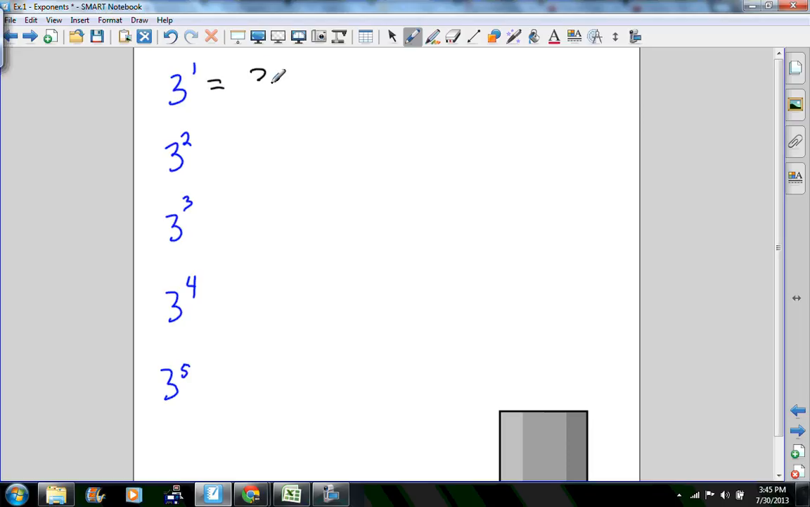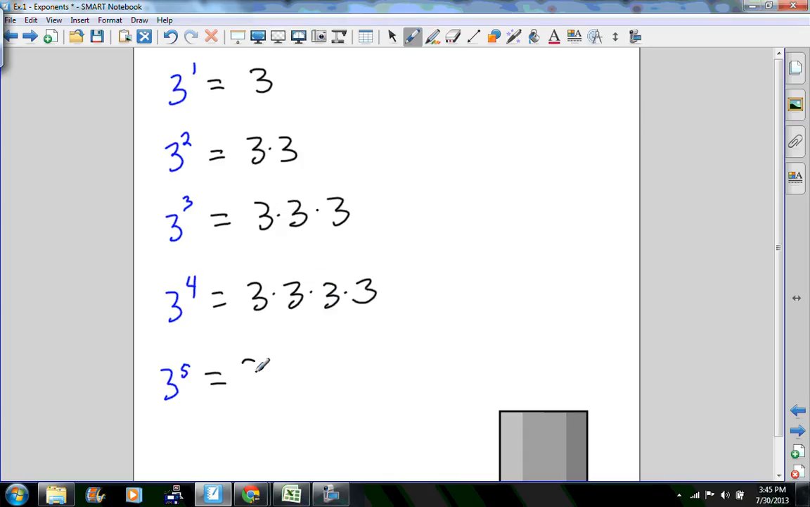So this is 3, 3 times 3, 3 times 3 times 3. It'd be great if I could copy. 3 times 3 times 3 times 3. And this one will have 5. Now, once you get here, you can then multiply these out and get the answers. So this is just 3. This is 9, 27, 81, and 243. And the only reason why I know those is because I've done them a million times before.